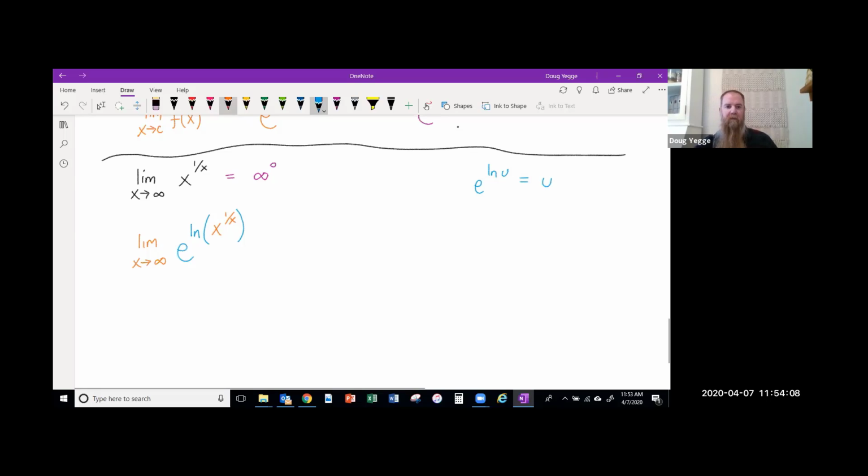This is just another way for us to write this, but there's a reason why I would do this, because notice that since the exponent has a logarithm, that's going to allow me to move that 1 over x out to the front. So this is going to be the limit as x approaches infinity of e to the power of 1 over x times ln of x. Everybody okay with that so far?